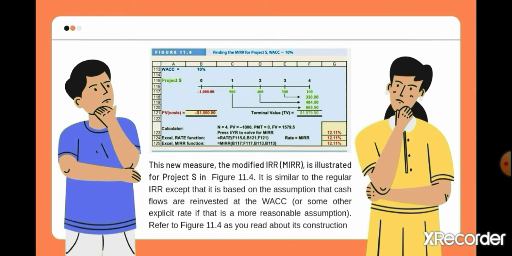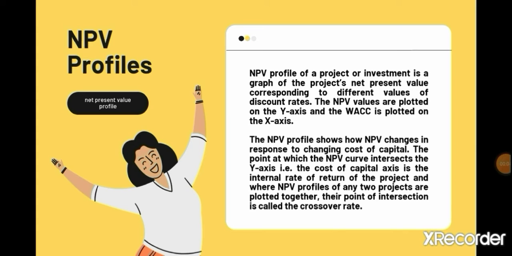So, looking back at the MIRR result, the 12.11% compared to the required rate of return is higher than 10%. So we will say that this project is a good project. Let's proceed now to the NPV profiles.